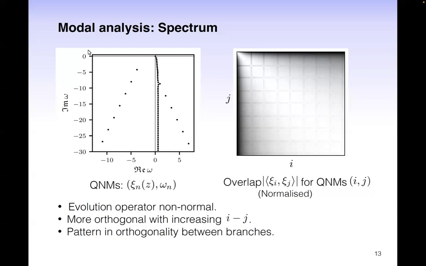But as i minus j increases, so as we are moving in this direction or in that direction, from white it goes to gray and more gray and deeper gray. It never becomes black. So what this means is that this inner product becomes smaller and smaller. So the modes become more and more orthogonal as we move towards the side, but they never actually become zero. Okay, so this is essentially a check that indeed the Hamiltonian of the system is not normal. And interestingly, I don't know if you can see it, but there is a pattern here in terms of the overlap, and that is just a reflection of the fact that on the left-hand side we have three branches, and the three branches have different orthogonality properties amongst themselves.